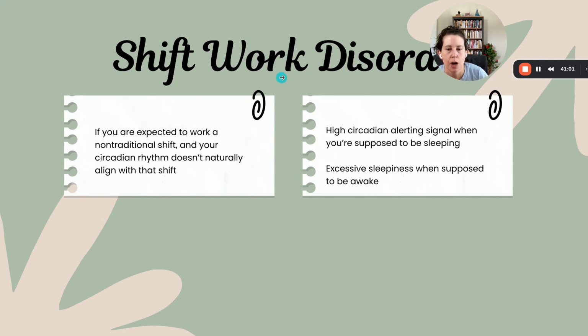But what's going on with shift work is you're awake when you need to be asleep and you're asleep when you need to be awake. So you have what we call the high circadian alerting signal. You're in your wake maintenance zone during the day when you're supposed to be sleeping because you work at night. And then when you're supposed to be awake at night, you have excessive sleepiness. So that's shift work disorder, pretty self-explanatory.